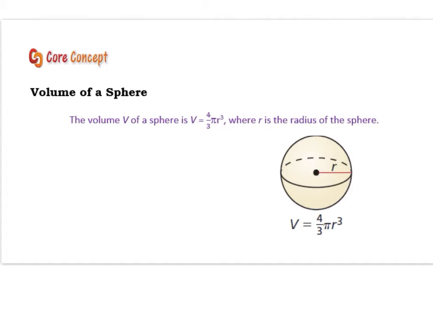All right, our next formula, core concept, is the volume of a sphere. And the volume is 4/3 times pi r cubed. Again, r is the radius of a sphere.